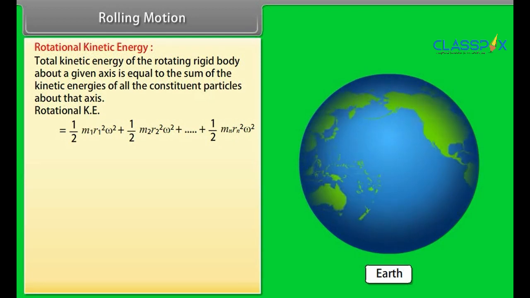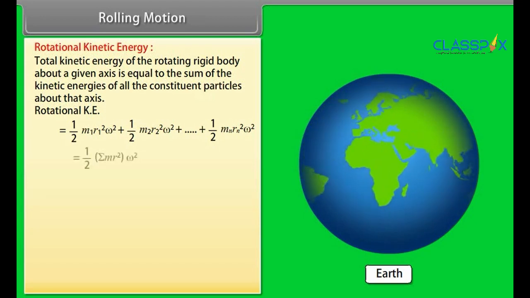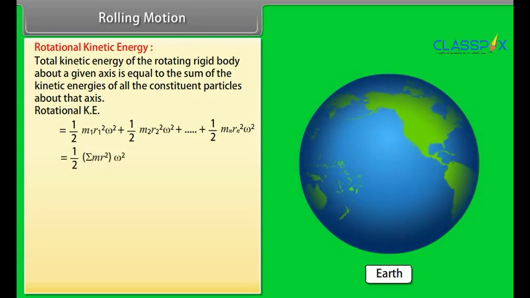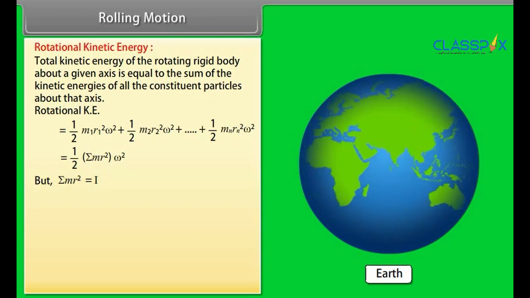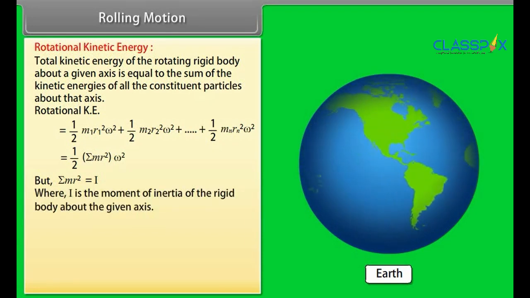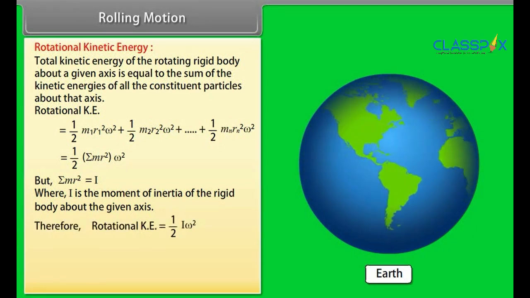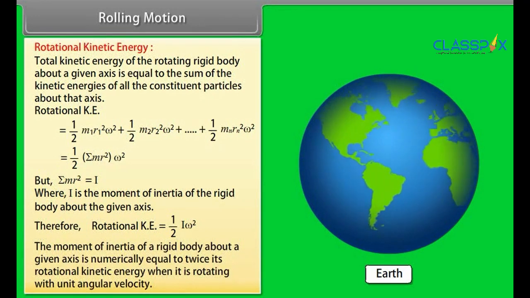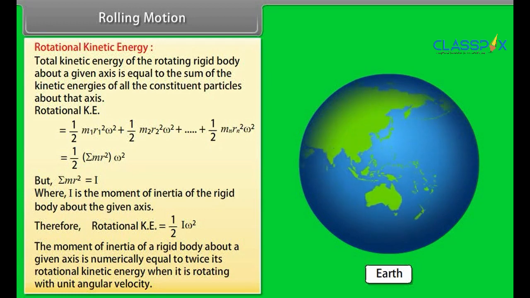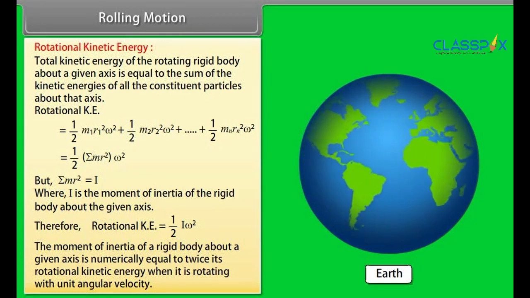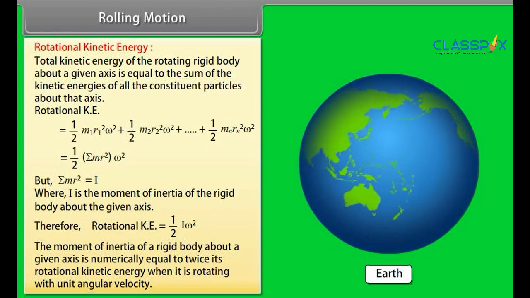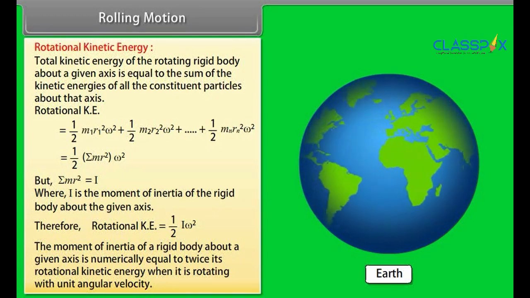On summing this equation, we get rotational kinetic energy is equal to half the summation of the product of m and r square multiplied by omega square. But we know that summation of m r square is equal to the moment of inertia of the rigid body about the given axis. Therefore, rotational kinetic energy is equal to half I omega square. The moment of inertia of a rigid body about a given axis is numerically equal to twice its rotational kinetic energy when it is rotating with unit angular velocity.